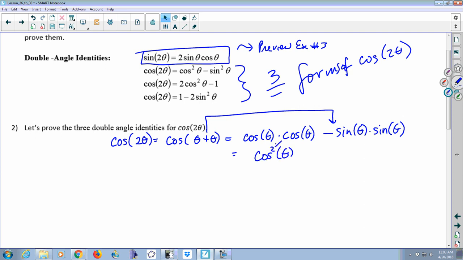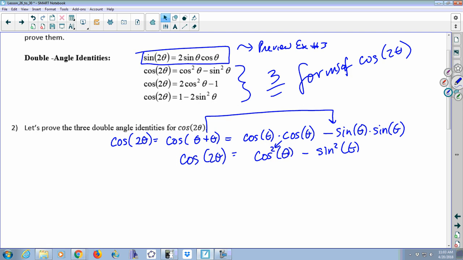Be careful, notice where I always put the square. You don't put it inside here with the theta. It's cosine squared theta minus sine squared theta. So this is our double angle formula, one of them for cosine. This is sort of the main one.